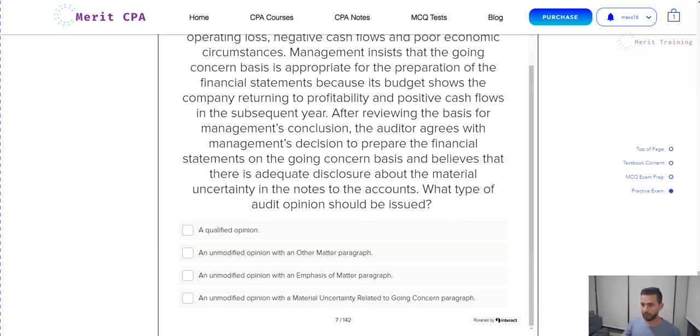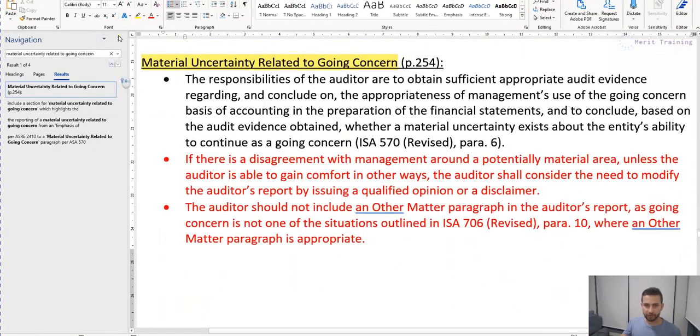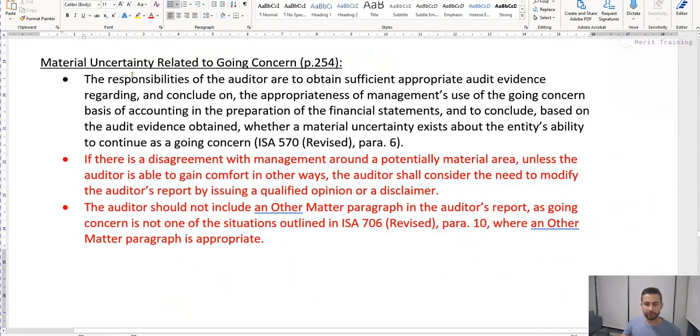All right, there's not many of them, so pretty easy to identify where it is in the notes. So I'm just bringing it across now. So material uncertainty relating to going concern. So the responsibilities of the auditor are to obtain sufficient appropriate audit evidence regarding and conclude on the appropriateness of management's use of the going concern basis of accounting in the preparation of financial statements, and to conclude, based on the audit evidence obtained, whether a material uncertainty exists about the entity's ability to continue as a going concern.